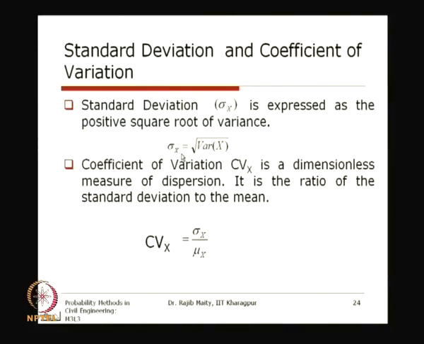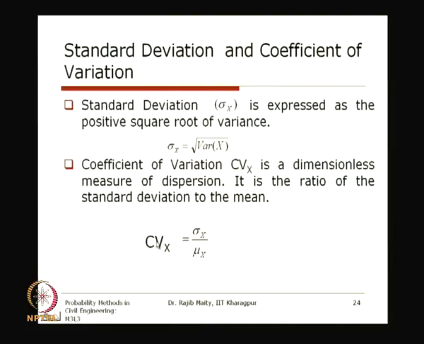So, the standard deviation is another measure of dispersion, where the standard deviation sigma x is expressed as the positive square root of the variance of x. And the coefficient of variation CVx is a dimensionless measure of dispersion. It is a ratio of the standard deviation to the mean. So, the CVx is equal to sigma x by mu x.